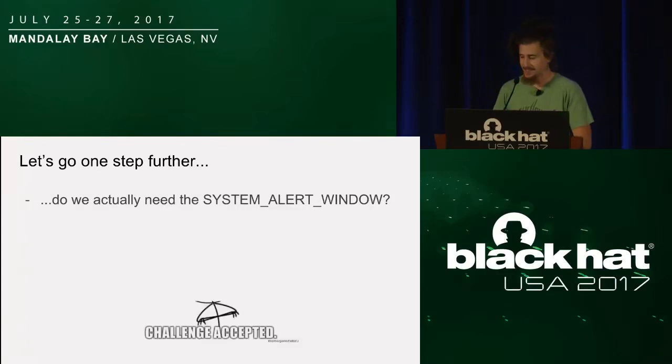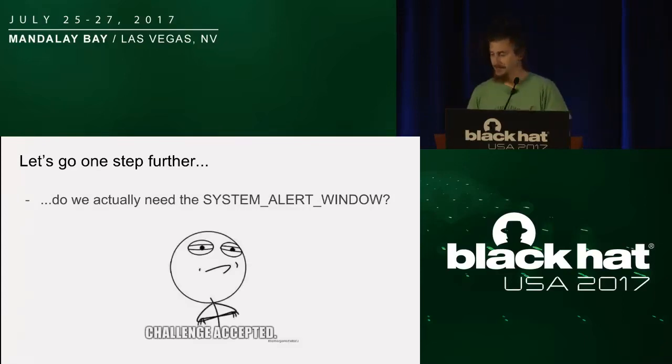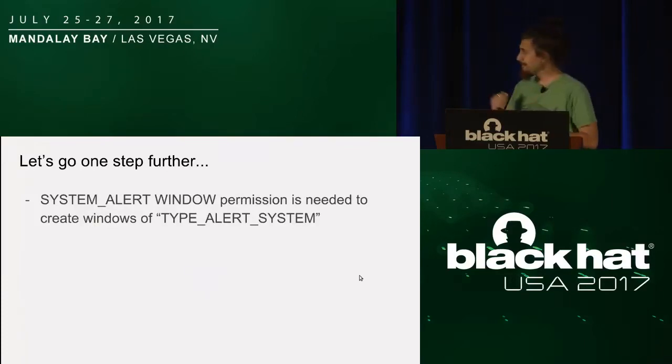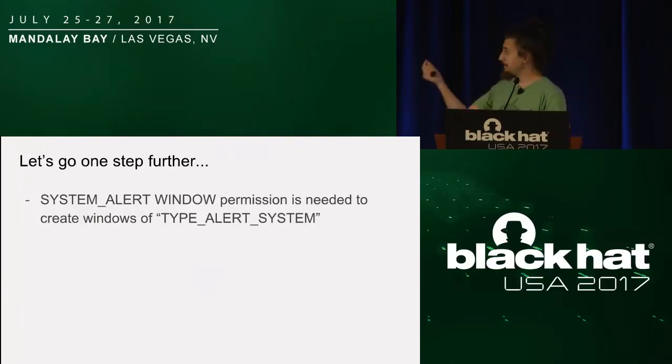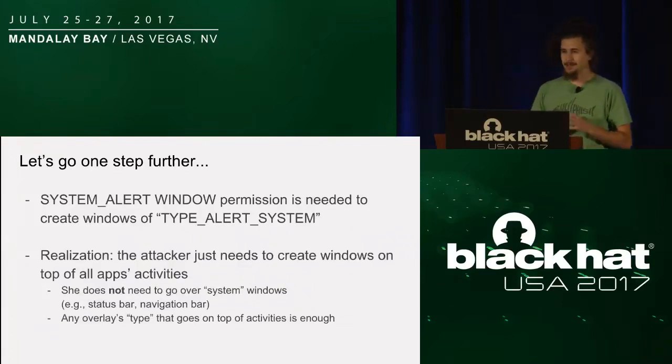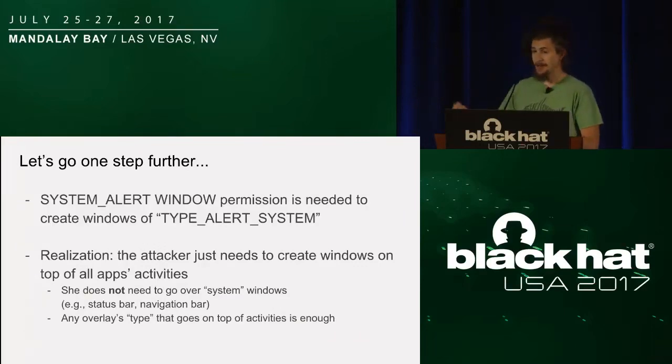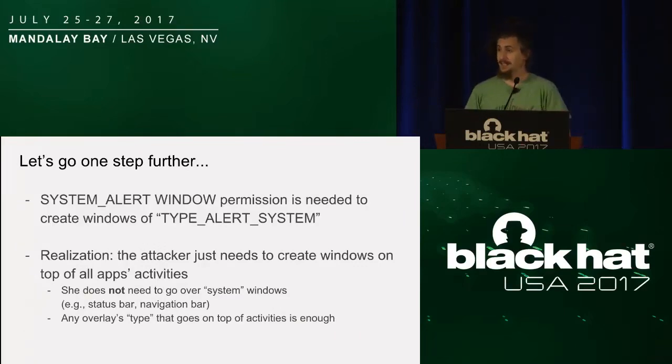So while I was thinking about this, we had this, of course, challenge accepted. We had this realization that system alert window is used to create windows of this type, alert system. And the point is that we don't need to create windows with this type. Each type in Android defines in which range of Z level your overlay is going to be created. This kind of alert system is quite powerful because you can go on top of the status bar and things like this. But for these attacks, we are not going to do ransomware or things like this. We just need to go over all activities, and that's it.